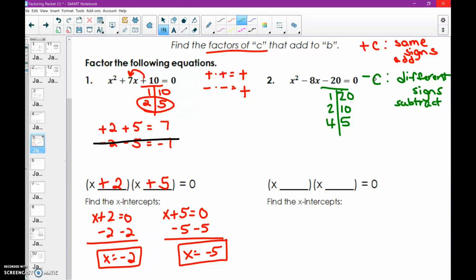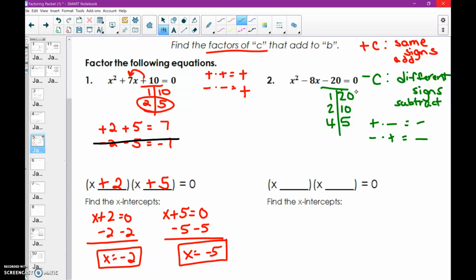Now remember, because it's a negative C value, I really am going to end up with different signs. It's either going to be positive times negative or negative times positive, because that's the only way I can get a -20 when they're multiplied. But this time I'm also looking to subtract to get the number. So I'm looking for two numbers that not only multiply to 20, but also subtract to get 8. And again, I'm just kind of ignoring those signs for right now. Multiply to 20, subtract to 8.